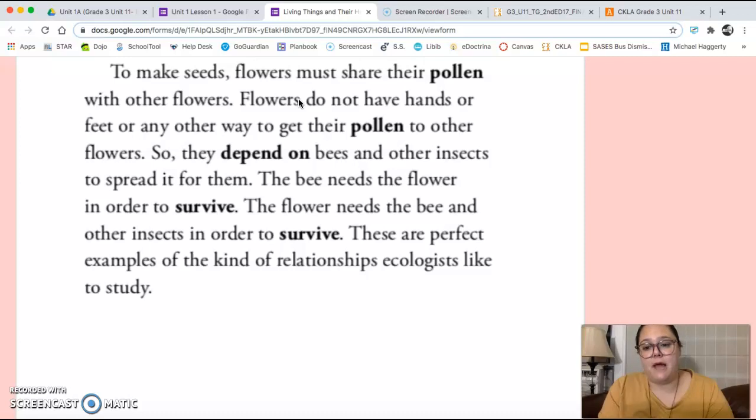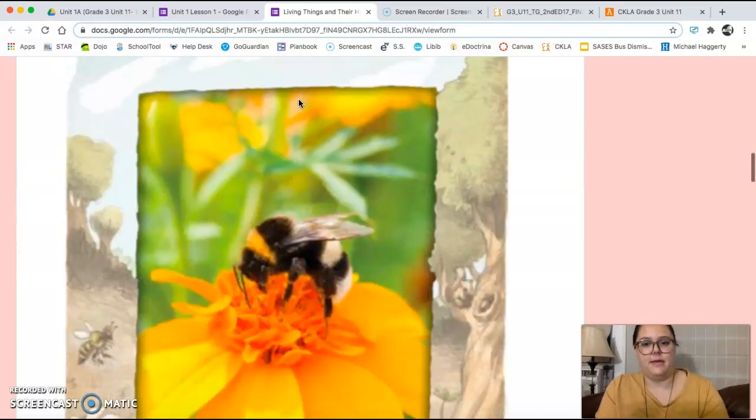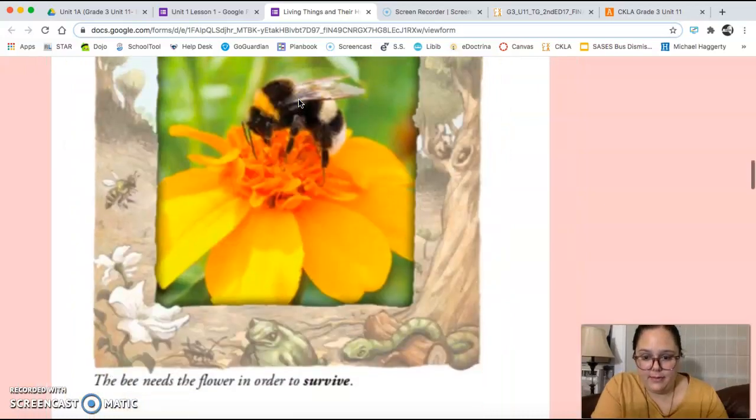The bee needs the flower in order to survive. The flower needs the bee and other insects in order to survive. These are perfect examples of the kind of relationships ecologists like to study. And there's our picture of the bee. It says the bee needs the flower in order to survive. And we also just learned that it's the same way, opposite. The flower also needs the bee because the bee spreads the pollen and makes more of that kind of flower.